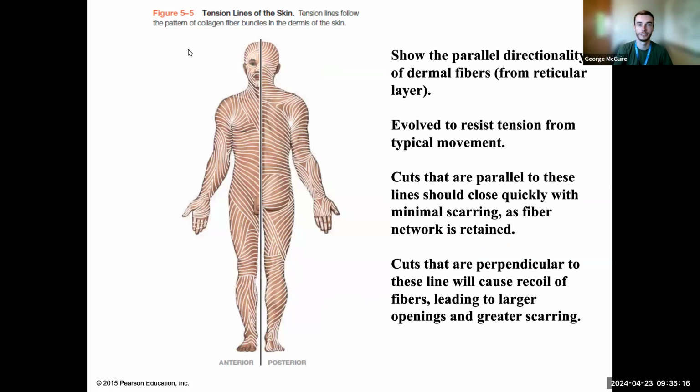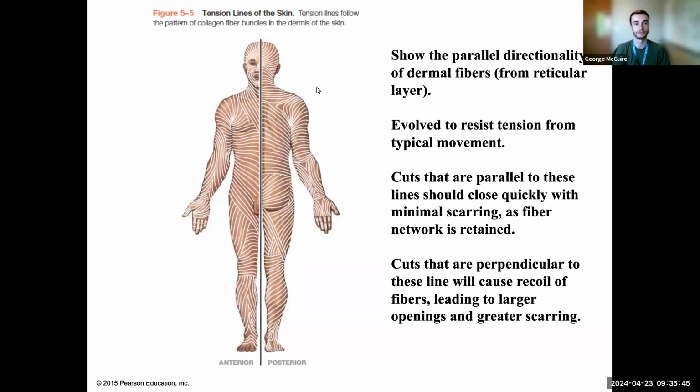And those parallel arrangements make up what we call the tension lines of the skin. And so this is showing on average how your collagen fibers in your dermis are going to be organized. They end up creating these strong parallel lines that are longitudinal at the limbs, that are transverse around the neck and trunk, and then create these circles at different angles within the face.